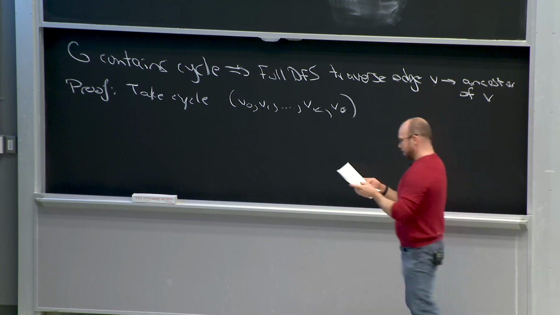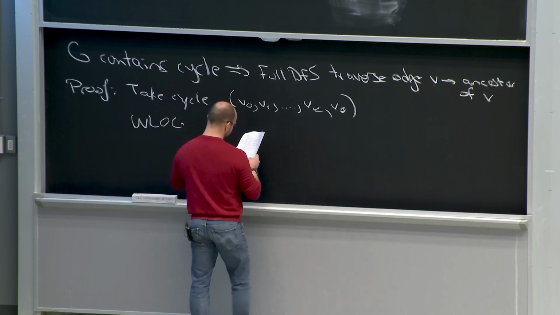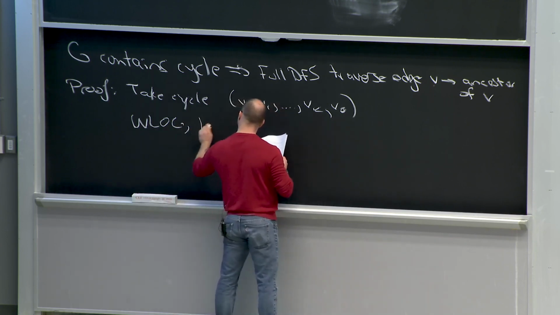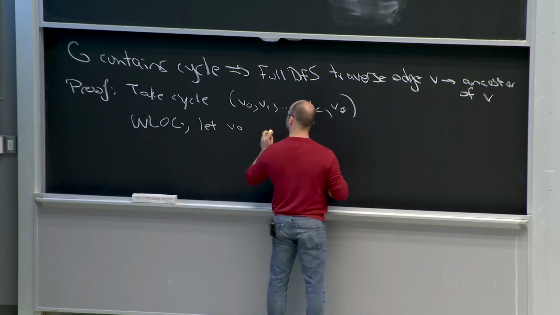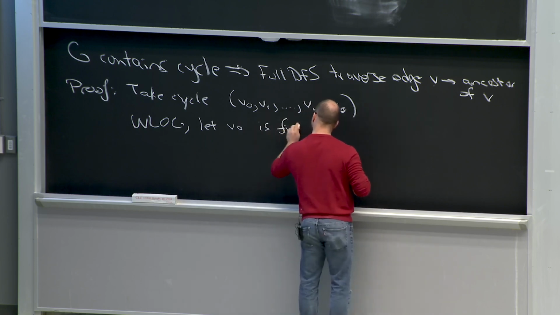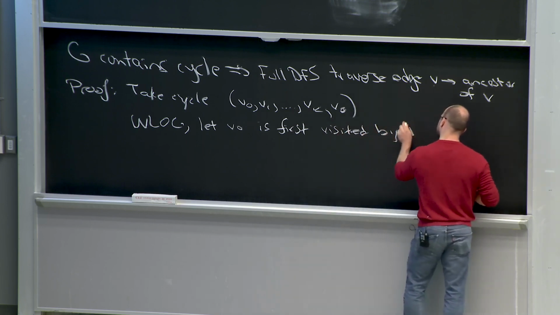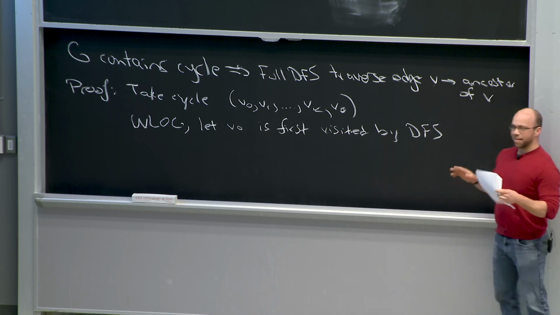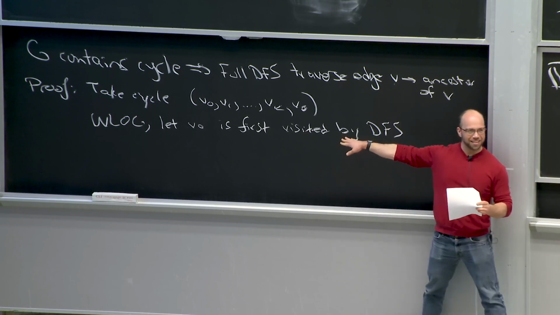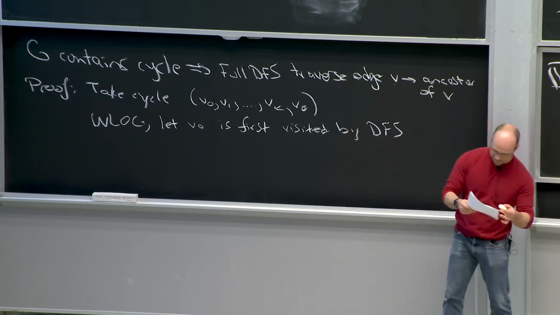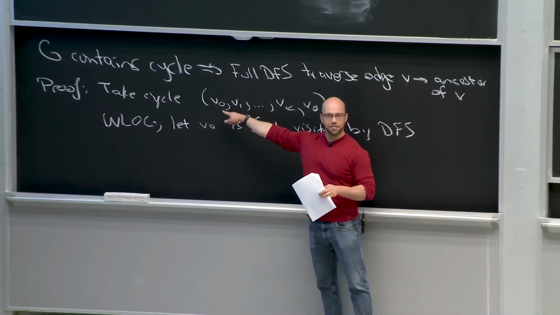So in particular, without loss of generality, we're going to assume that V0 is the first vertex visited by DFS. What does that mean? That means when I do my DFS algorithm, I'm making all these recursive calls, and the very first vertex to be touched by this technique is V0. Okay. Well, now what's going to end up happening? Well, think about the recursive call tree starting at V0.